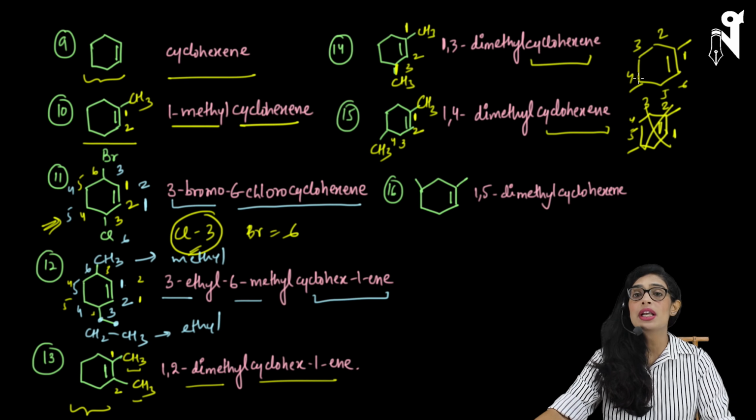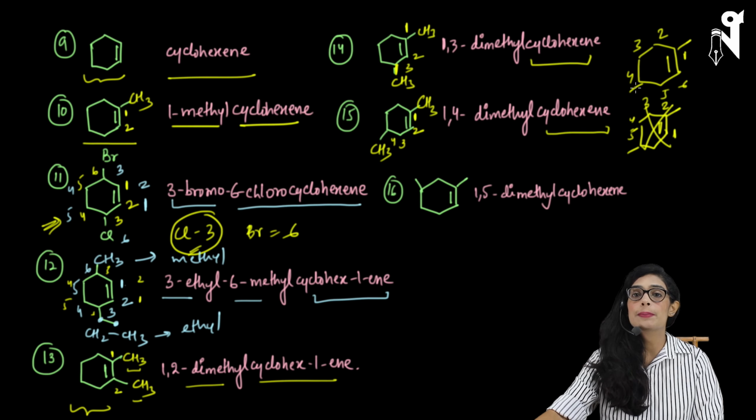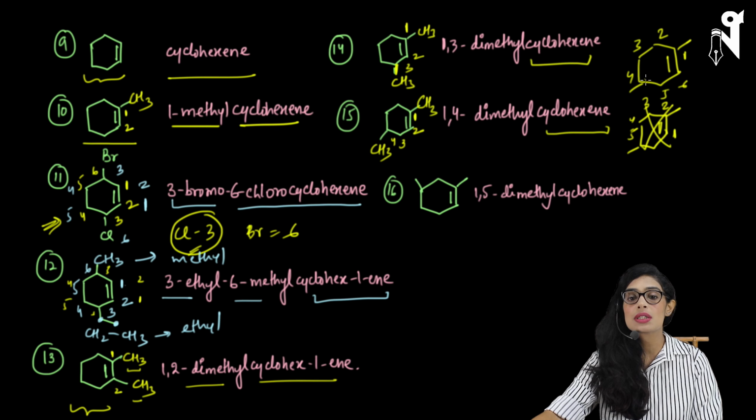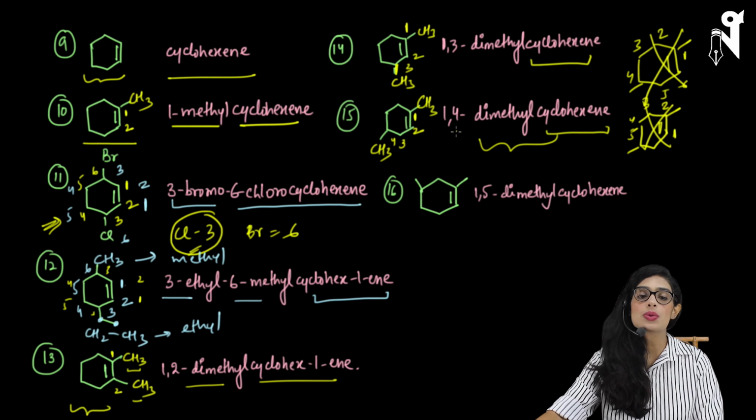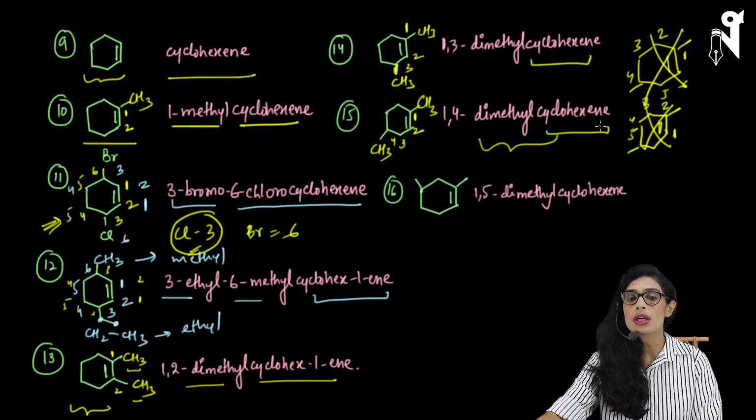Even though there would have been an advantage of a better position, we will still not use this way of numbering because we want consecutive numbers on the double bond carbons. So this is also not done. This is the only way we are going to number our chain. So the name of the compound is 1,4-dimethylcyclohexene.